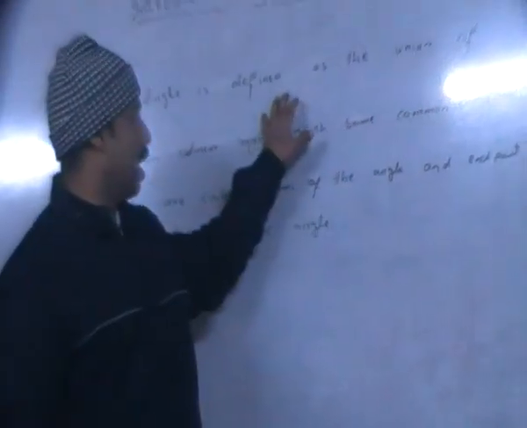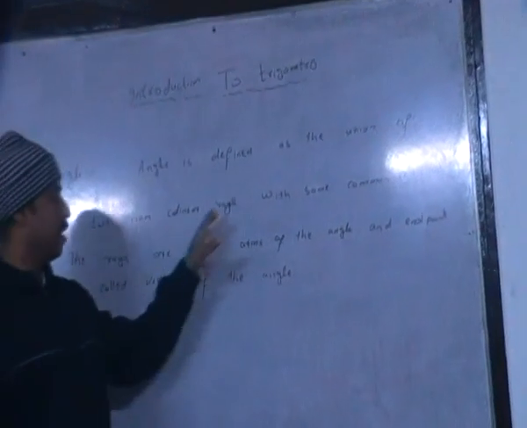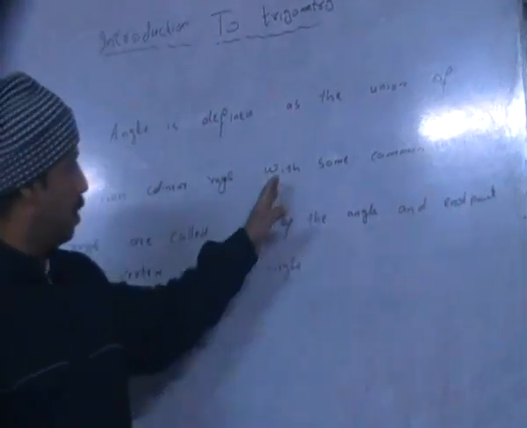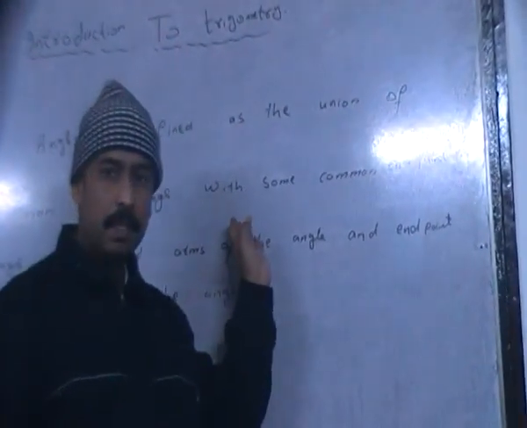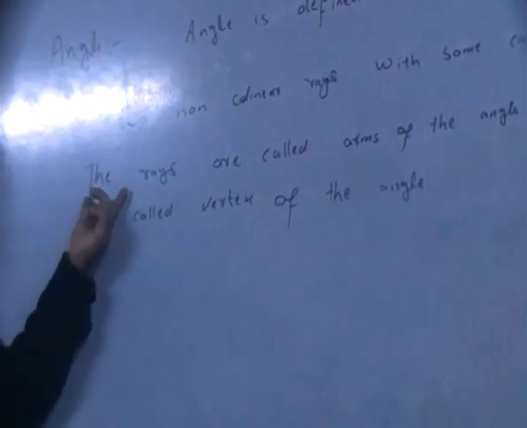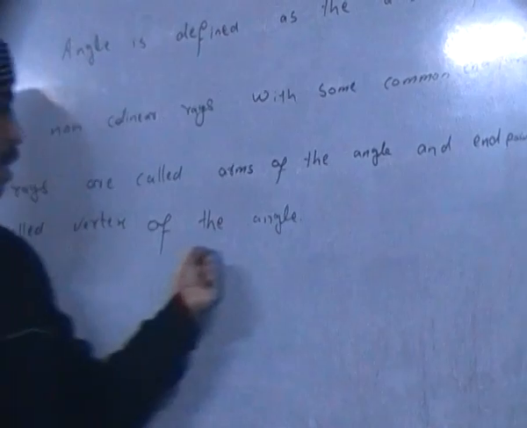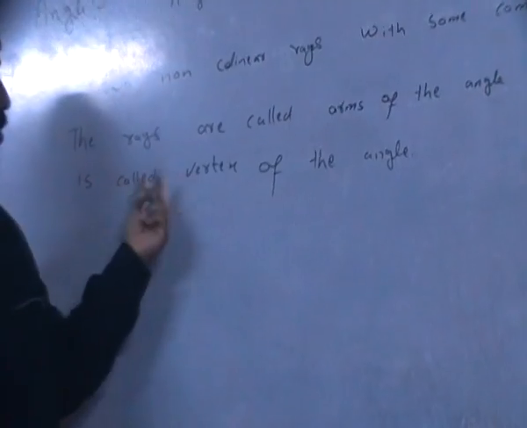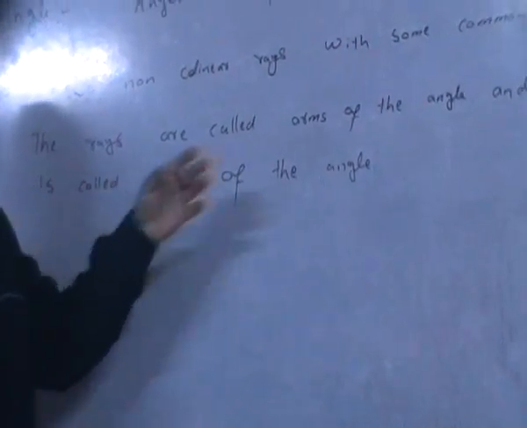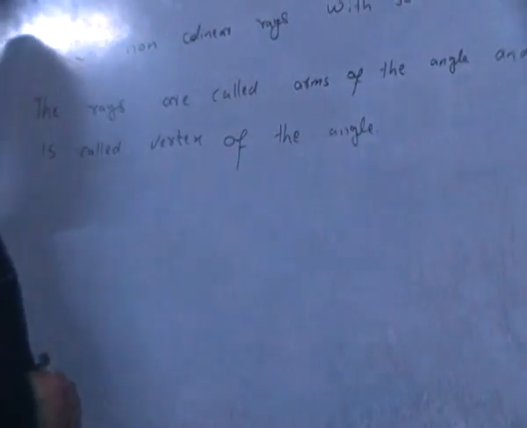Angle is defined as the union of two non-collinear rays with some common endpoint. The rays are called arms of the angle, and the endpoint is called the vertex of the angle.